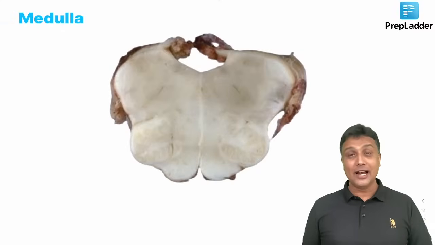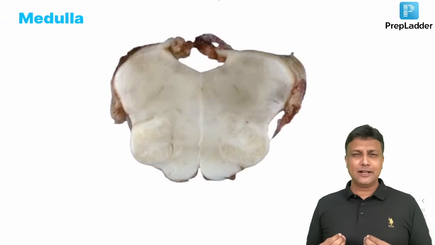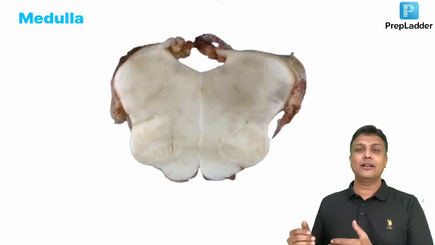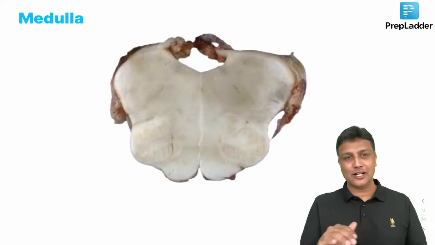Midbrain is also done. Now look at this diagram. In one of the exams, they have simply given a diagram and asked you to identify whether it is a transverse section of midbrain, pons or medulla oblongata. Can you please identify it, my dear friends?